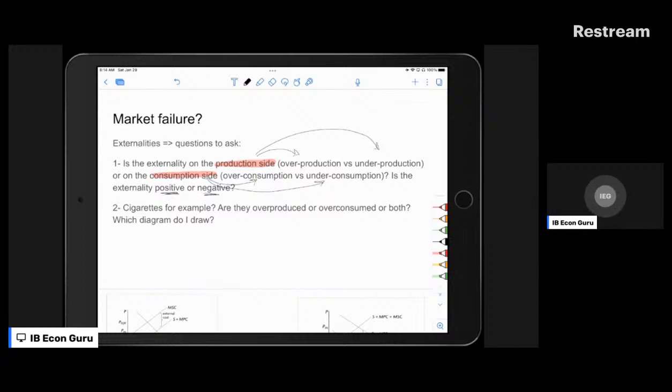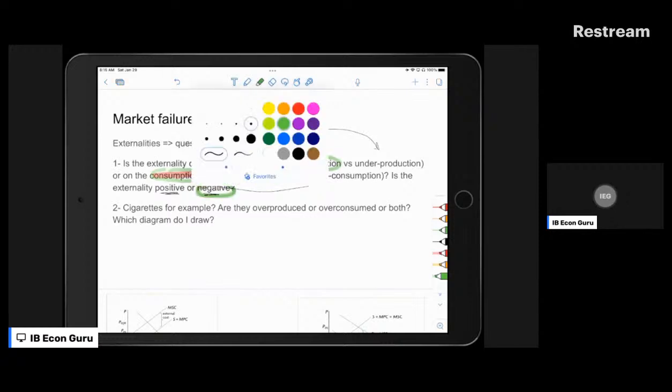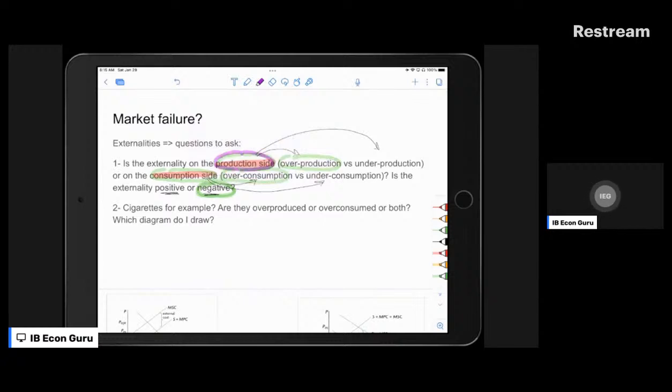Remember, if it's on the production side and it's causing overproduction, then it's a negative externality of production. If it's on the consumption side and it's causing overconsumption, then it's a negative externality of consumption. If it's on the production side, but it's causing underproduction, then there's a positive externality of production. If it's on the consumption side and it's represented as underconsumption, then there's a positive externality of consumption.